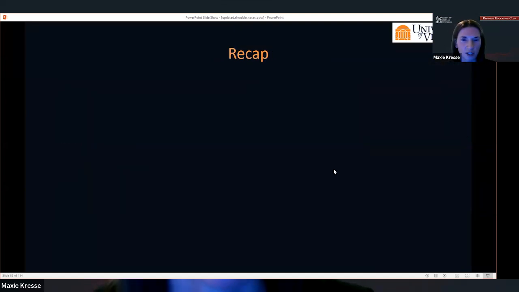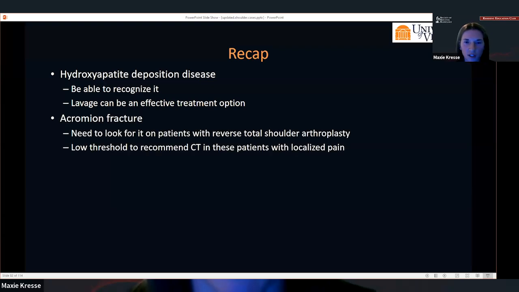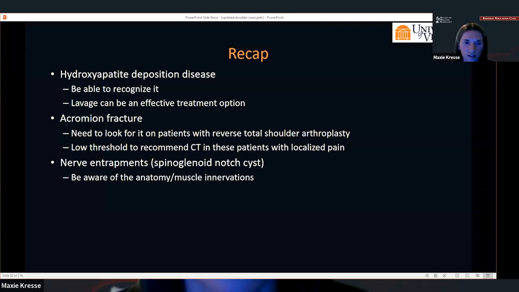Okay, so recap here. Hydroxyapatite deposition, be able to recognize it, and lavage can be an effective treatment option. The acromion fracture, just be sure to remember it, have it on your checklist for a reverse total shoulder arthroplasty and low threshold for CT. The nerve entrapments, just be sure to know your nerves and your muscles that are innervated by those notch cysts.